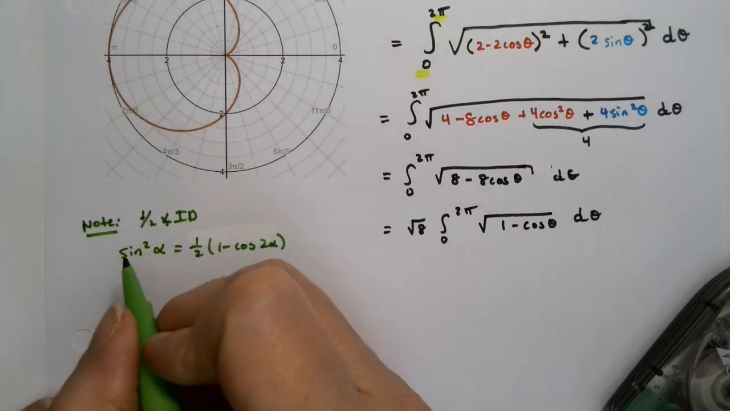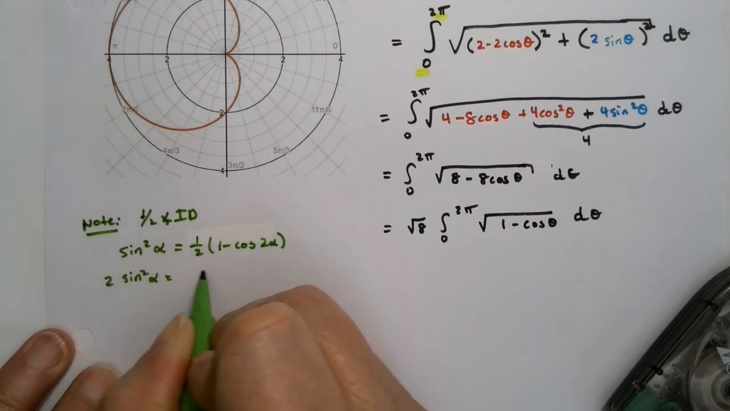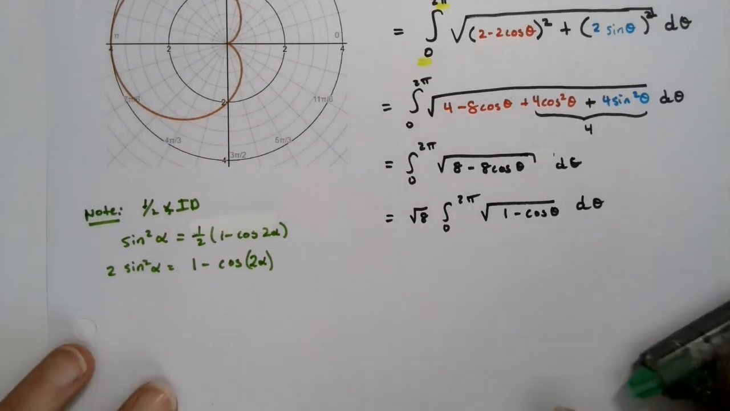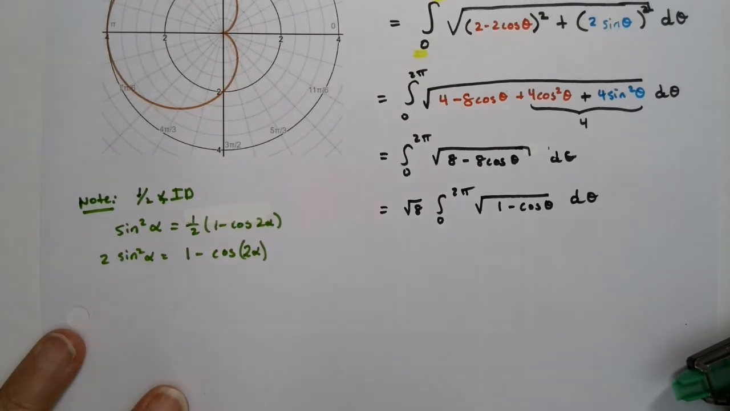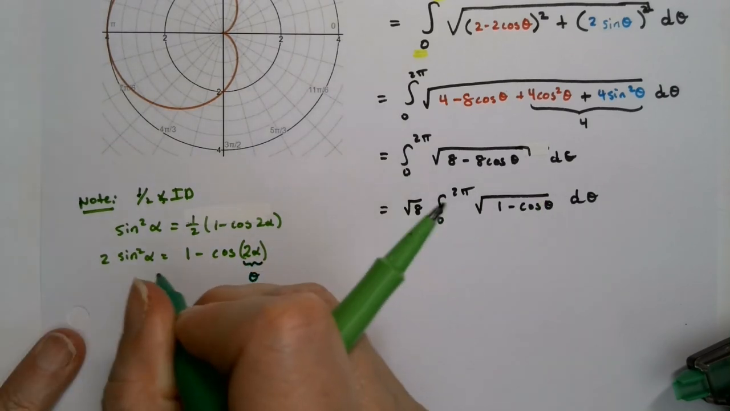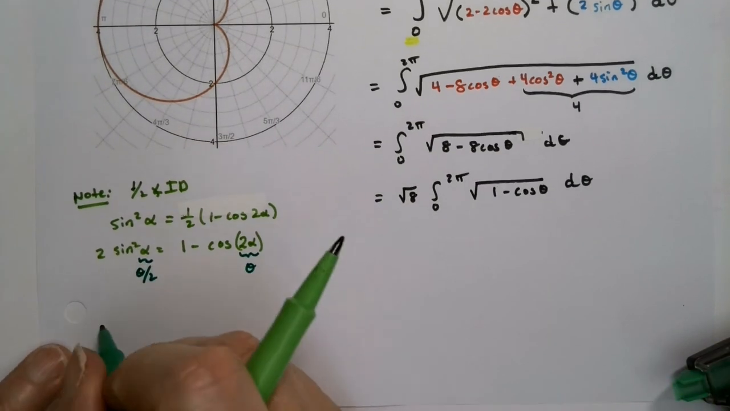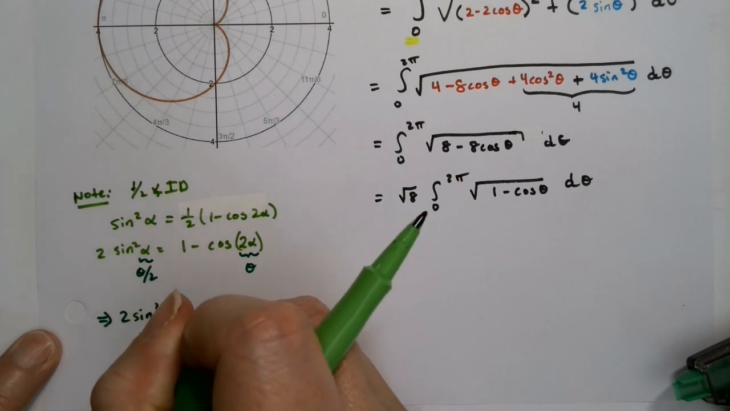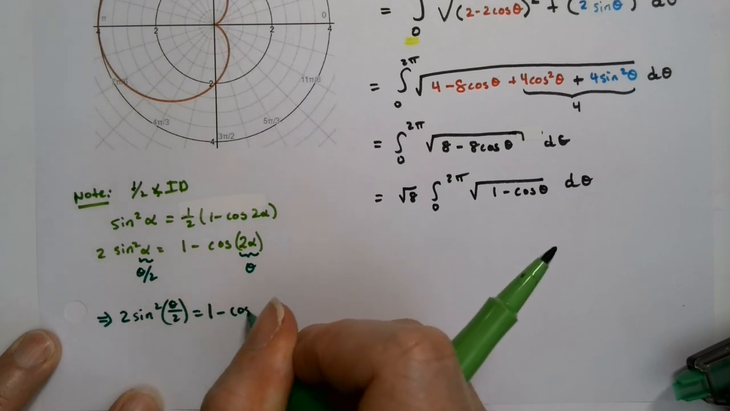Okay, so that would mean that 2 sine squared of alpha is equal to 1 minus cosine of 2 alpha. So for me, 2 alpha is theta, right? So my 2 alpha here is theta, which means that this must be theta over 2, because that's half as big as that. So that means that 2 sine squared of theta over 2 is equal to 1 minus cosine of theta.